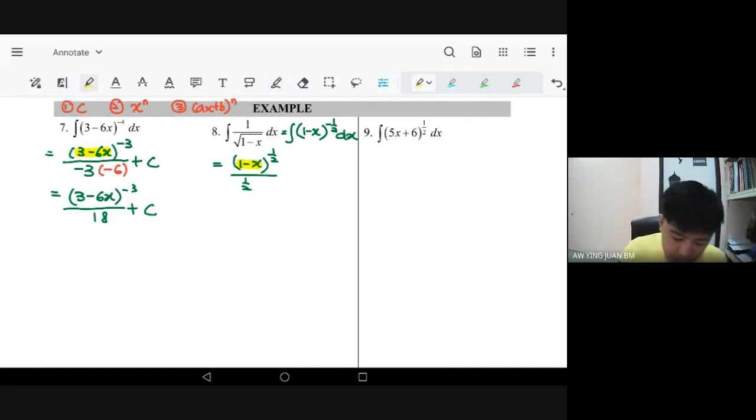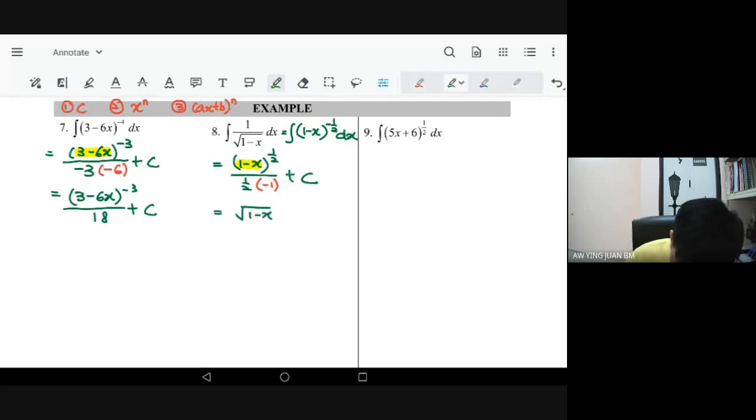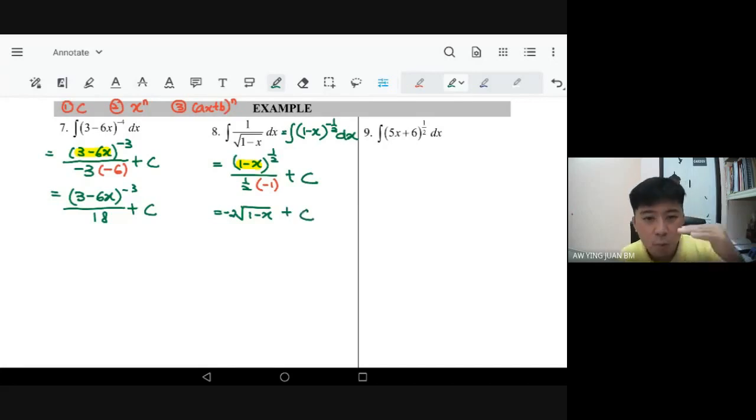Differentiate 1, dapat 0. Differentiate negative x, kita dapat negative 1. And then, plus c. Tulis semula, square root of 1 minus x. Okay, kemudian kita ada negative 2 plus with the c. Harap faham? Negative 1 over 2. Kalau dia berada di bawah, kita flip dia jadi negative 2.